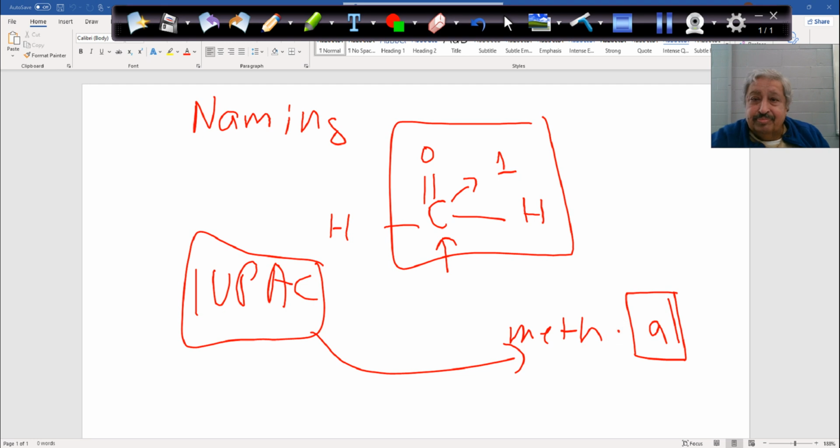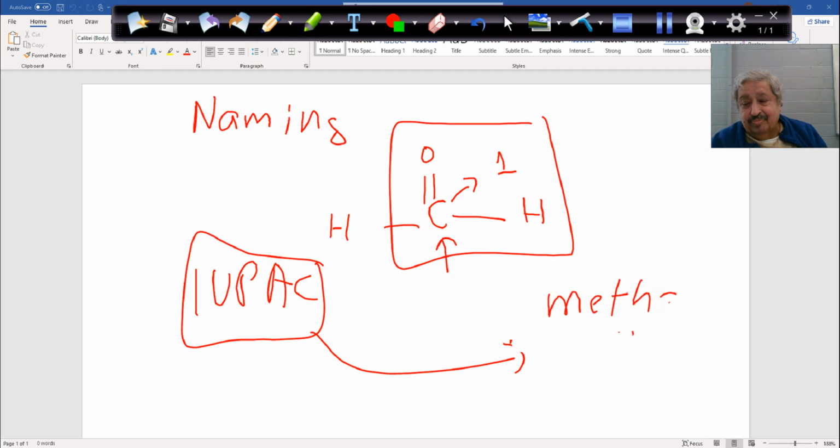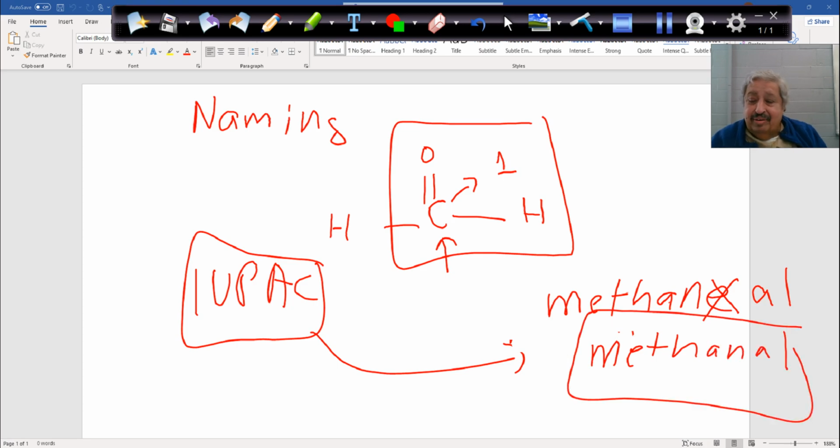Methane, correct? It is. Let me just write it for you, this is methane. One carbon is methane, correct? Take the E out, add what? Al. This is methanol. Methanol. Take the E out, add Al. That's the system. That's a real chemistry name, the IUPAC name.